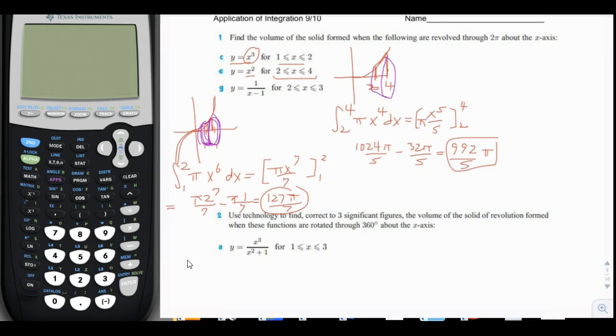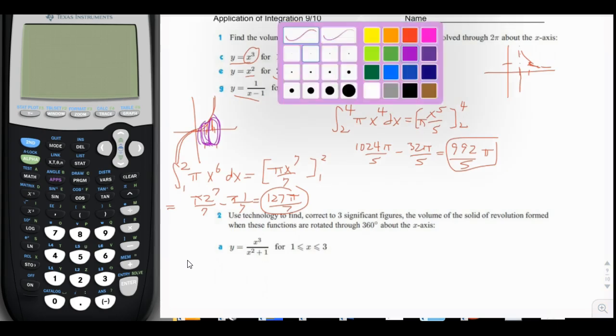Alright. Last one. 1 over x minus 1. That looks like a hyperbola. Let's graph a few points. If we put 0 in, it's going to be 1 over 1. If we put 1 in, it's going to be 1 over 0. Oops, that's the asymptote. If we put 2 in, it's going to be 1 over 1 also. If we put 3 in, it's going to be 1 over 2, which is 0.5. So basically, the part that we're looking at is this part here.